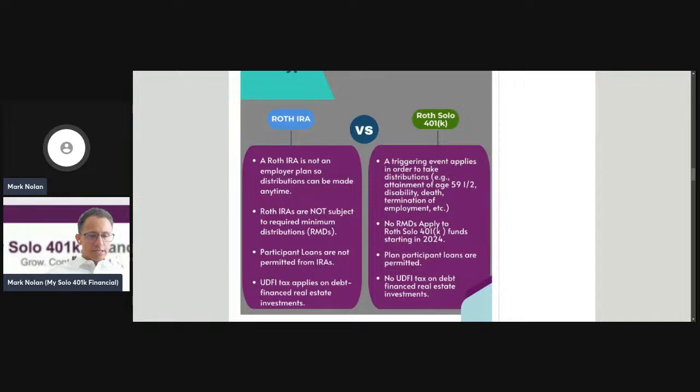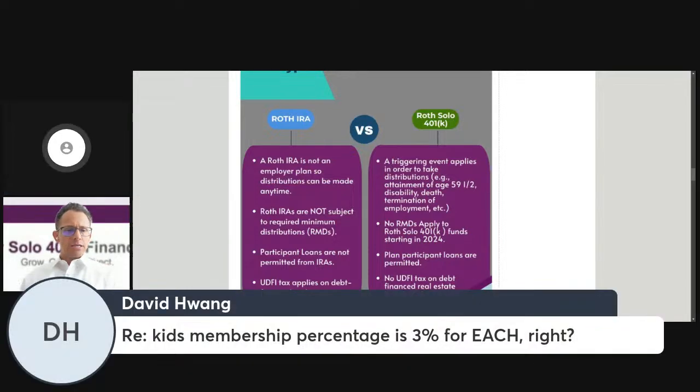Okay, let's take a look at some more questions here. Yes, your adult children need to own at least 3% or more of that LLC in order for it to be considered an owner-only business.